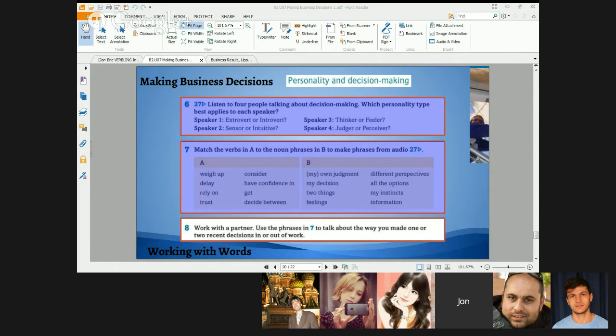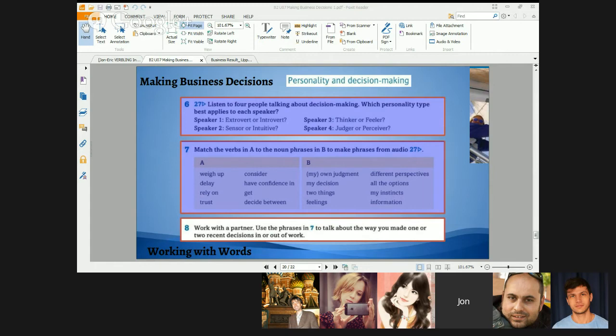Okay. So what I want you to do is use the expressions in number 7, see box A and B, and try to talk about the decision that you had to make in the same way that I did. I used weigh up information, delay my decision, trust my instincts. See how many of those you can use to tell us about your decision. Tell us one you did. Tell us your actual experience, even if it's a little one.